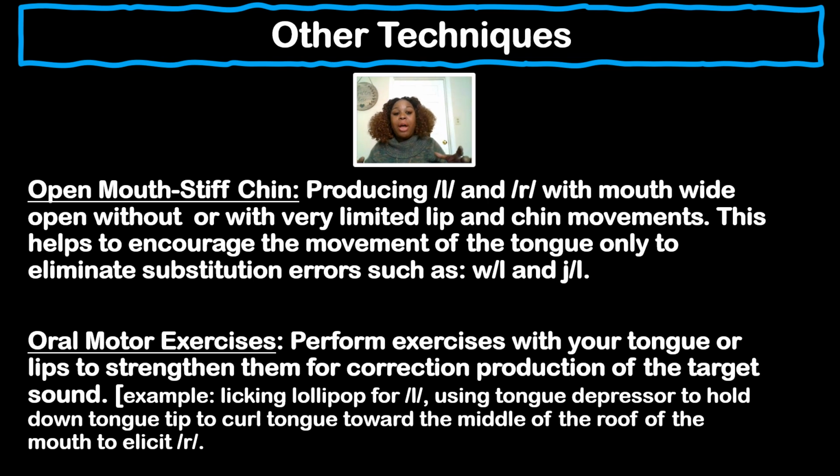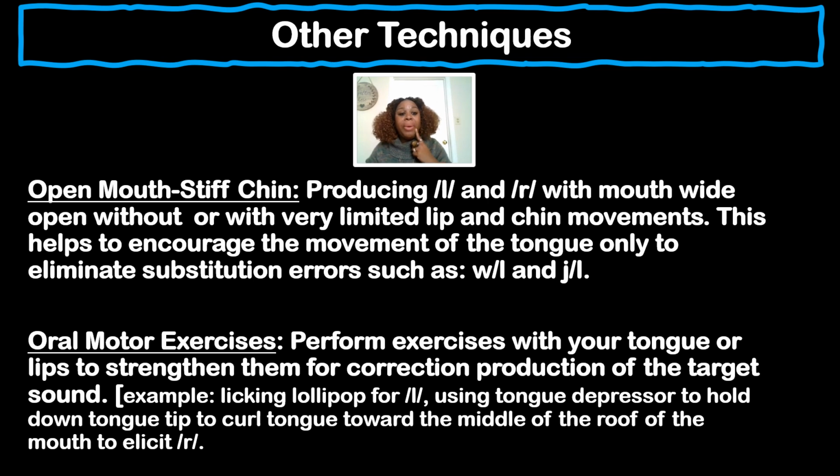So you open your mouth really wide and you tighten your chin muscle because you don't want it to move. You can literally produce these sounds with open mouth and a stiff chin, and it makes you focus on activating the movement of your tongue. So you can do L just like this with an open mouth and a stiff chin. La, la, la, la, la.